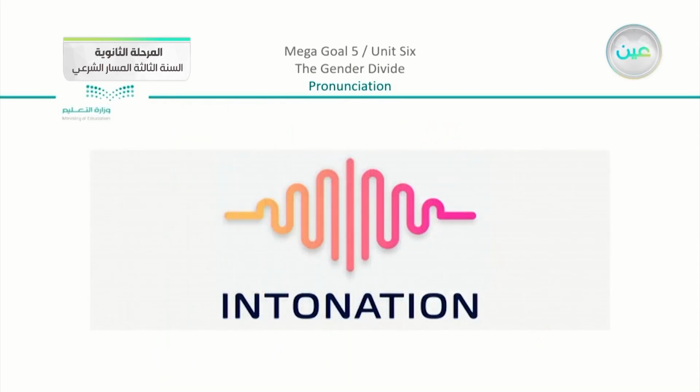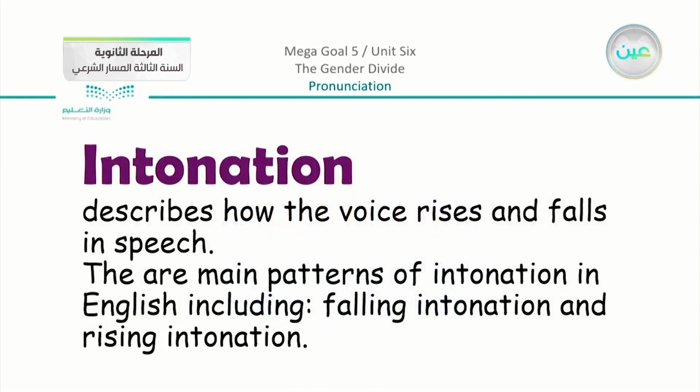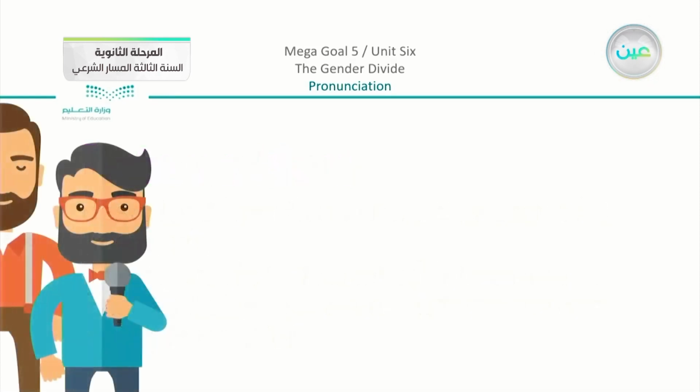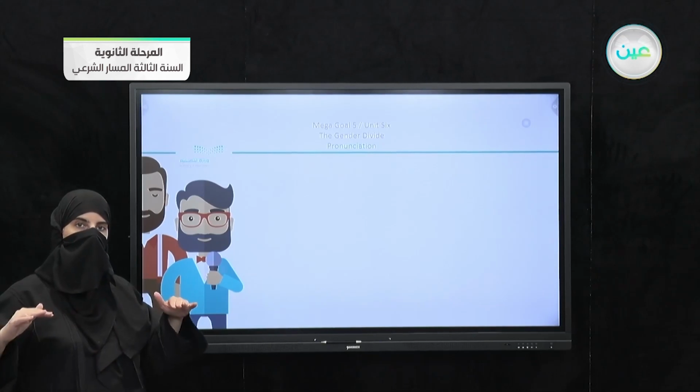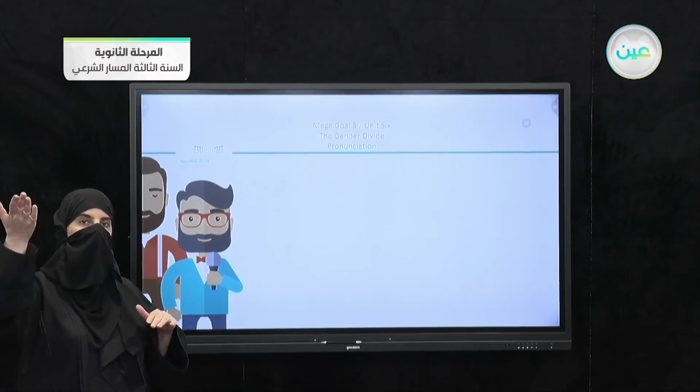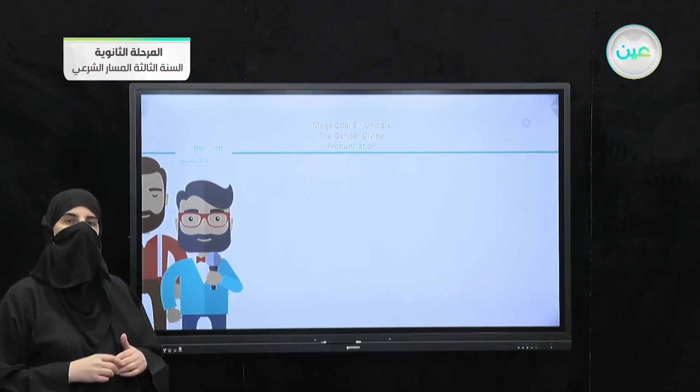Now this is what we call here intonation. Intonation describes how the voice rises and falls in speech. There are main patterns of intonation in English, including falling intonation and rising intonation. So now you have a complete idea about speaking. You can speak on the same rhythm. Sometimes you can make it higher and sometimes make it lower.